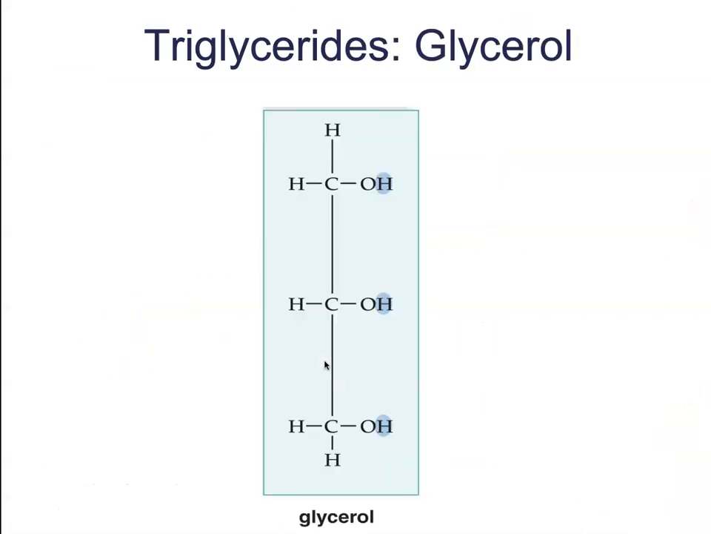So if we want to build our triglyceride, we're going to start off with a glycerol molecule. It's going to be a 3-carbon molecule with 3 hydroxyl groups. 1, 2, 3 hydroxyl groups. These hydroxyl groups are polar, which makes the hydroxyl group soluble in water. So we can use water to start our degradation and our dehydration synthesis.